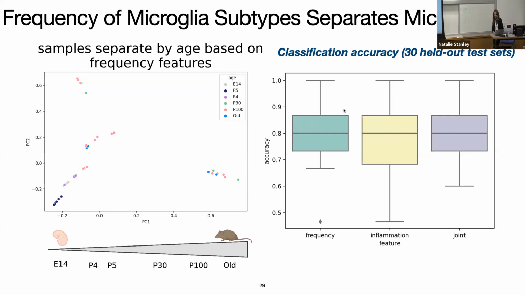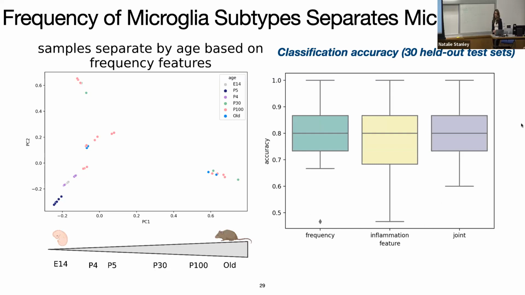On average, I get an accuracy of 0.8 in terms of predicting which age the mouse was. I also did this by looking at inflammatory features, or expression of particular inflammatory genes, in different subsets of microglia. I think I forgot to mention this, but basically we enumerated a bunch of subsets of only microglia, and we can accurately predict mice age.